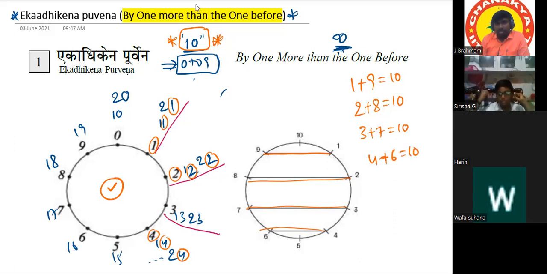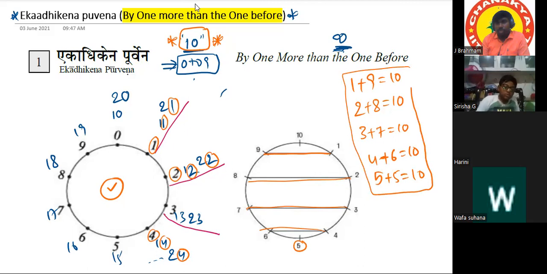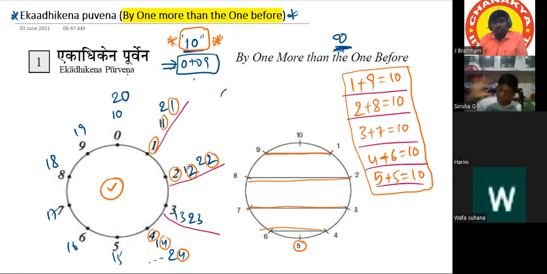And there is no number opposite to 5. So that's why I'm taking the same digit, 5 plus 5, which is 10 only. So these are the combinations to form 10. How many combinations are there? Count. To form 10 here, how many combinations are there? 1, 2, 3, 4, 5. 5 combinations are there. And we cannot get any combination other than these 5 to get 10 from any two numbers.